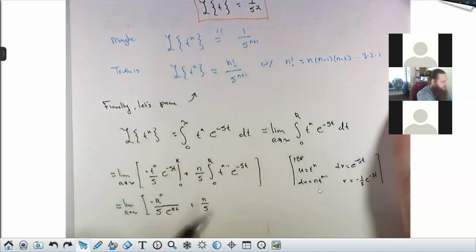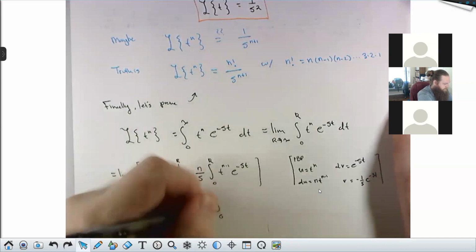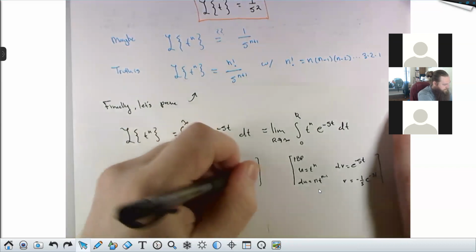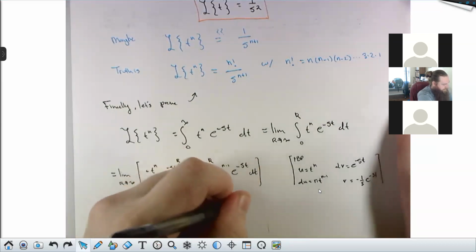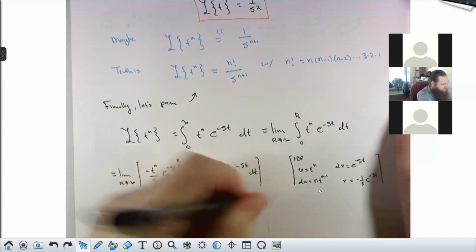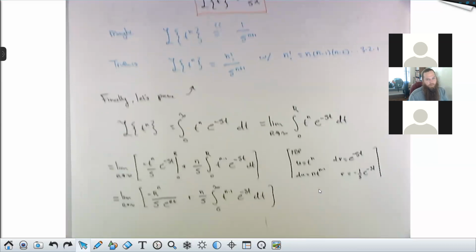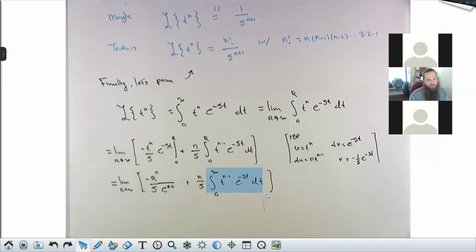And then with this guy, I'm going to rewrite this as an improper integral. This is the integral 0 to infinity of t to the n minus 1, e to the negative st dt. And you recognize this as the Laplace transform of t to the n minus 1. You take your definition of the Laplace transform and just swap that n for an n minus 1, you get this.